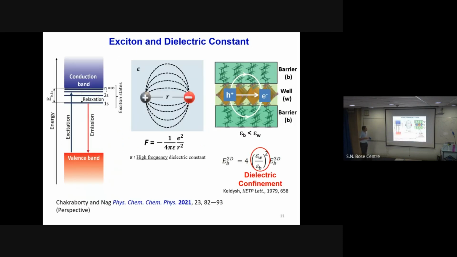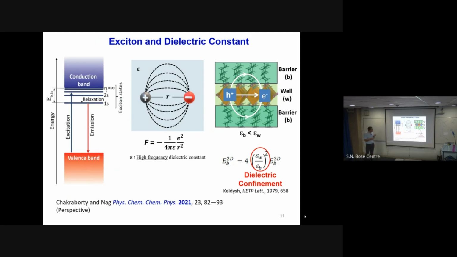So because of this nanoscale interface, I'm just showing you another example. Another kind of confinement one can get in this kind of system is the dielectric confinement. You know that when the semiconductor absorbs light, it creates a hole in the valence band and an electron in the conduction band. So you get an exciton.